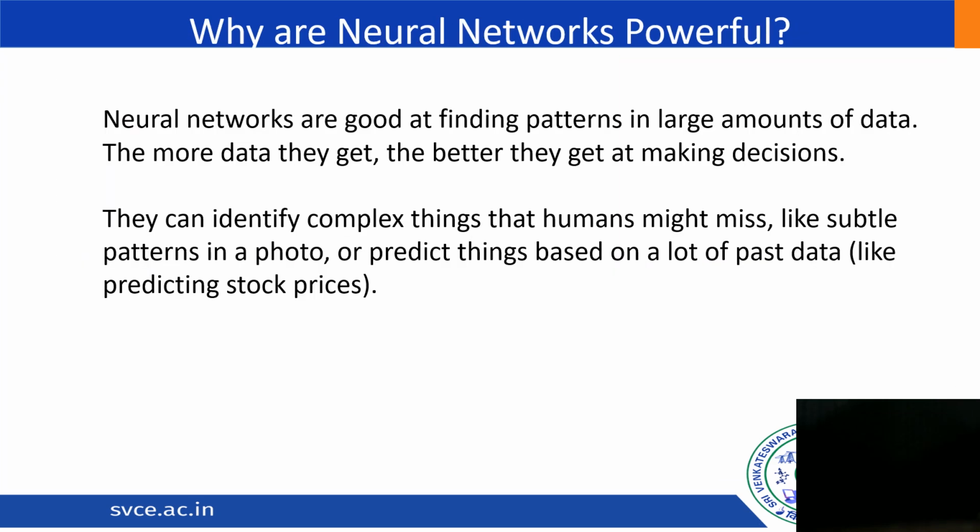So why are neural networks so powerful? Neural networks are good at finding patterns in large amounts of data. The more data they get, the better they get at making decisions. They can identify complex things that humans might miss, like subtle patterns in a photo, or predict things based on a lot of past data, like predicting stock prices.